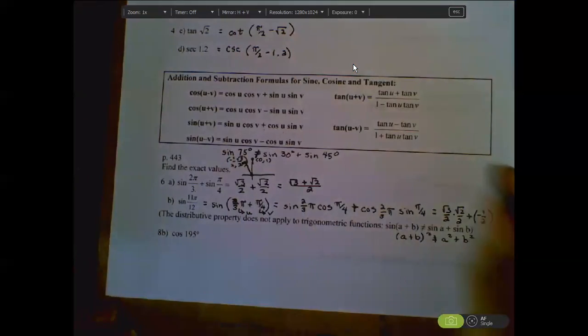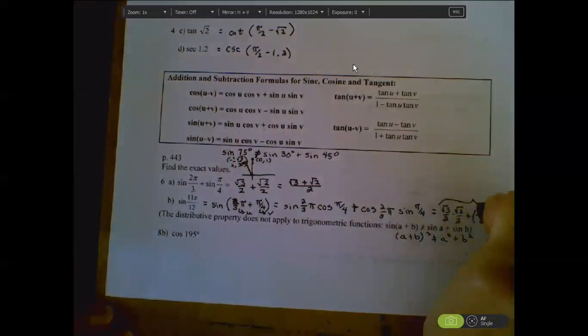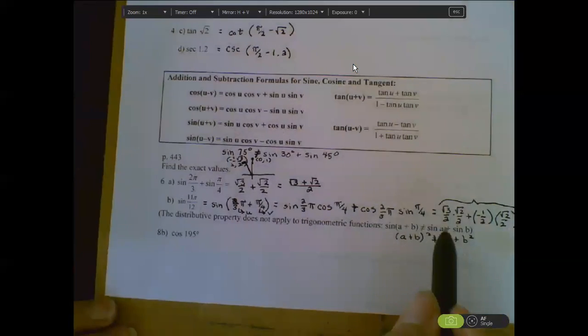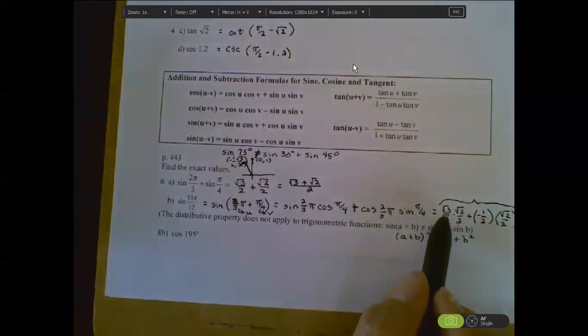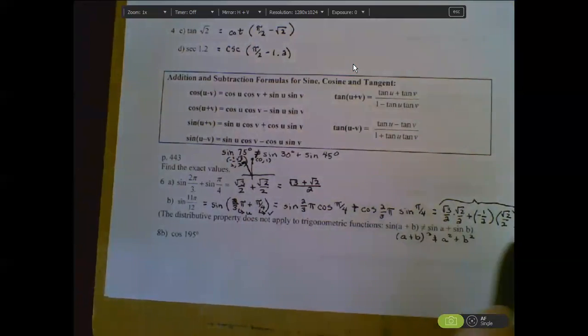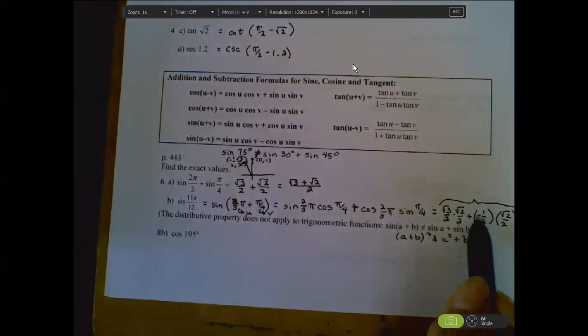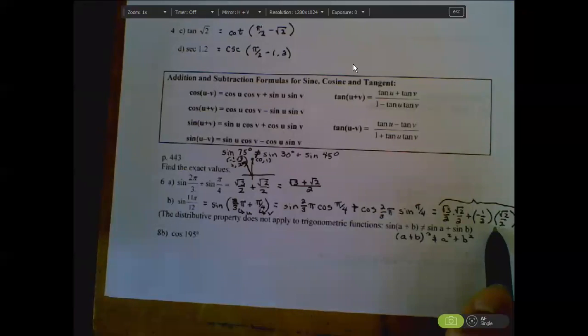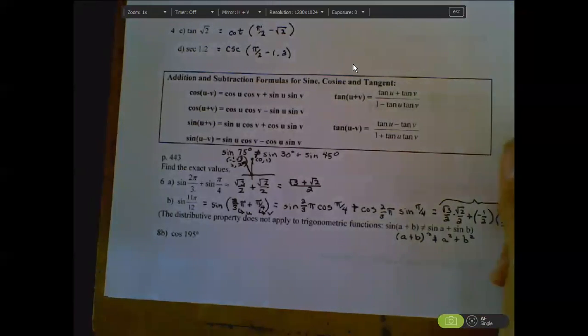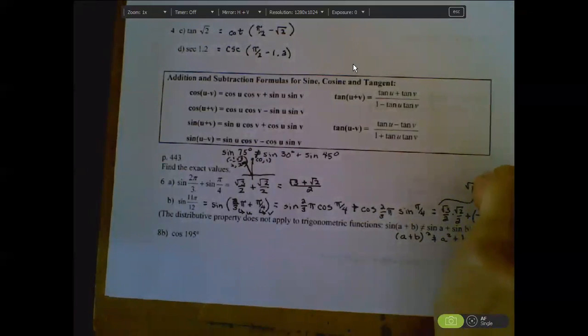I really didn't leave myself enough room right there. So I'm going to go right above it and say that is square root of 6 over 4. The second term would be minus square root of 2 over 4. So when I write that as a single fraction, it would be square root of 6 minus square root of 2 over 4.